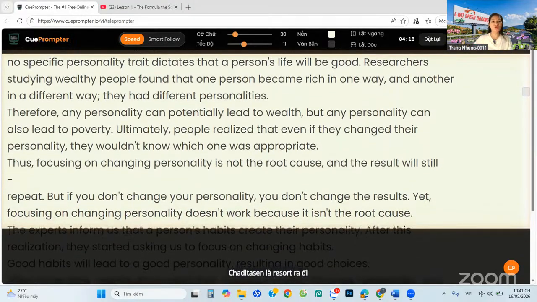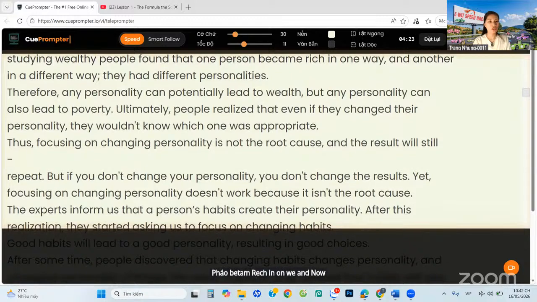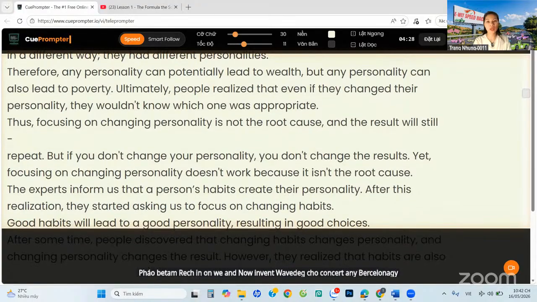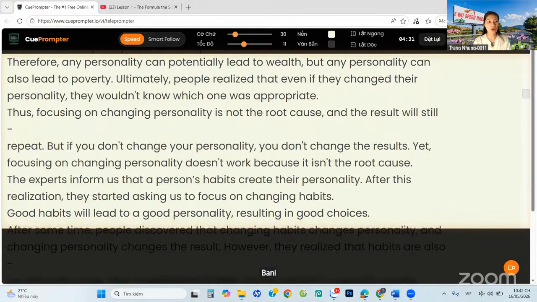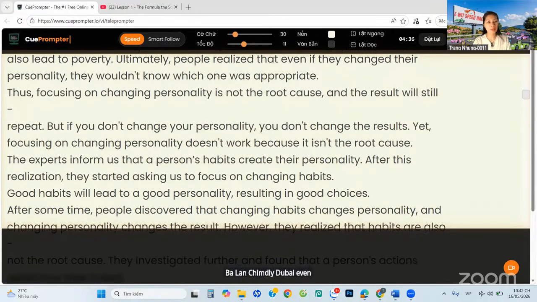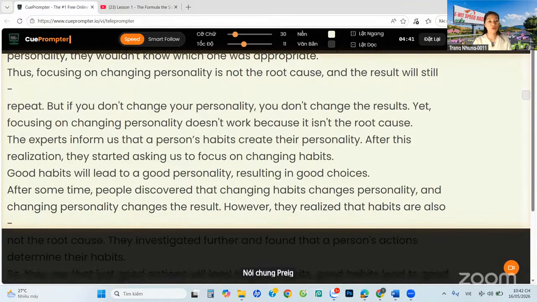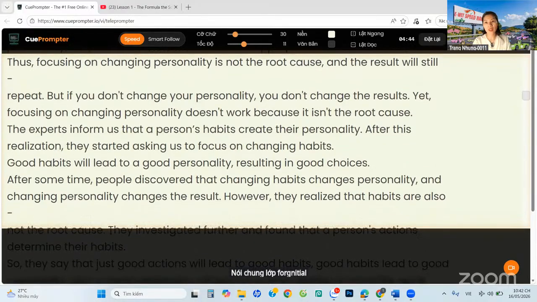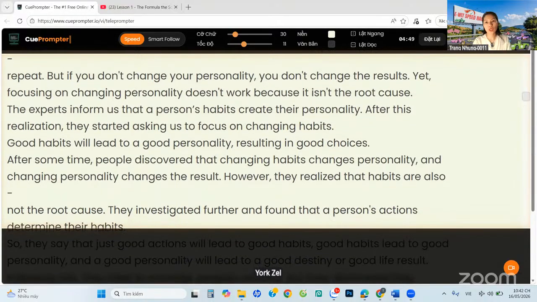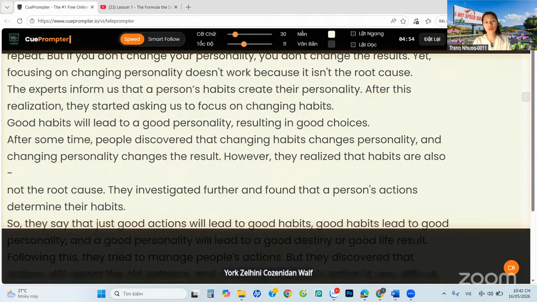Researchers studying wealthy people found that people became rich in one way and others in different ways. They had different personalities, and therefore any personality can potentially lead to wealth, but any personality can also lead to poverty. Ultimately, people realize that even if they change their personalities, they wouldn't know which one was appropriate. Thus, focusing on training personality is not the root cause, and the results will still repeat.